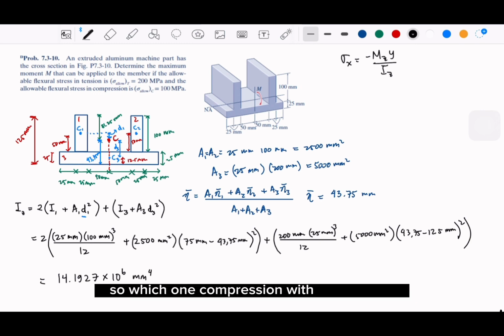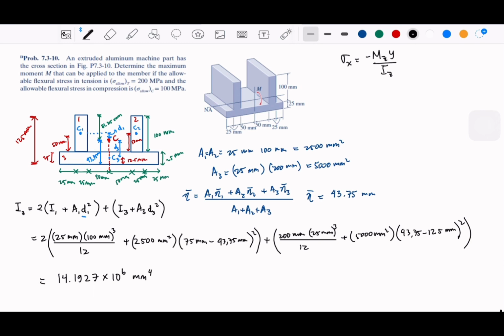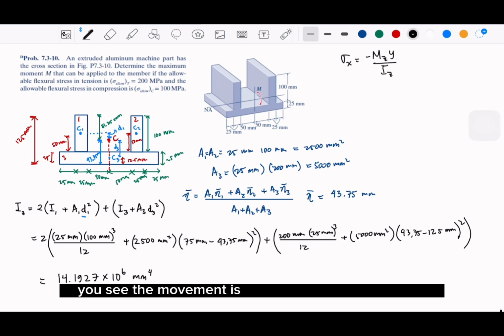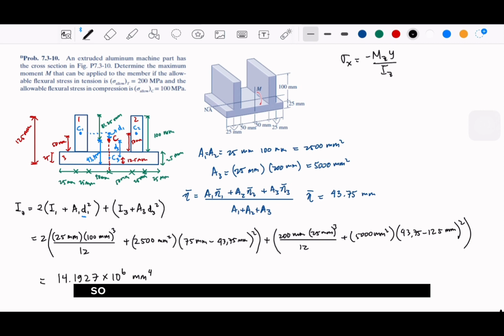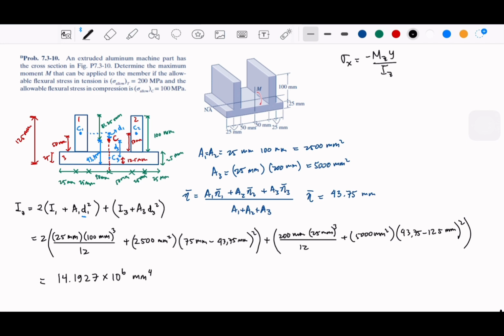So which one is compression, which one is tension? You see the moment is going to be here. So which one, the top or the bottom, for the tension? Top, okay. So the bottom will be compression, right? So we are going to use this distance for each one, within each tension or compression.